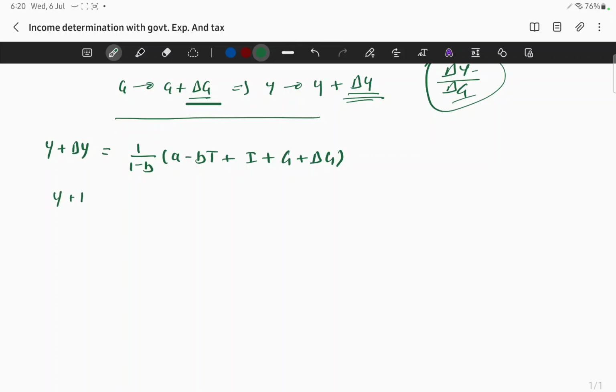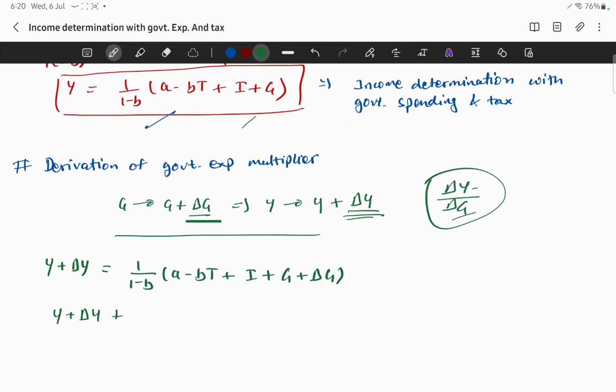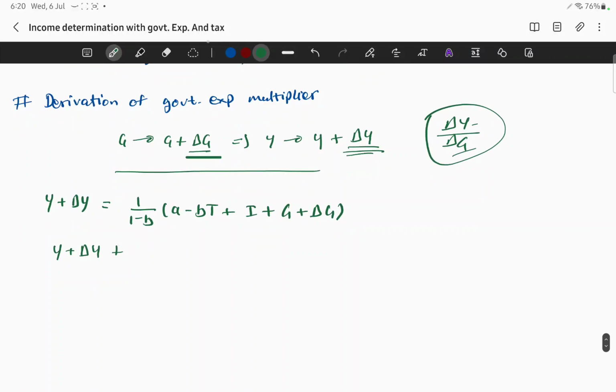So this is equal to Y plus delta Y, and I'm going to do the same thing here. When I write this equation, I will be distributing 1 over 1 minus b into the brackets. So this is equal to 1 over 1 minus b times a, minus 1 over 1 minus b times bT, plus 1 over 1 minus b times I, plus 1 over 1 minus b times G, plus 1 over 1 minus b times delta G. I'm writing this very carefully so that I don't make silly mistakes here.